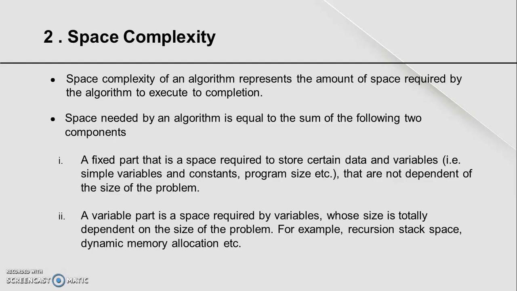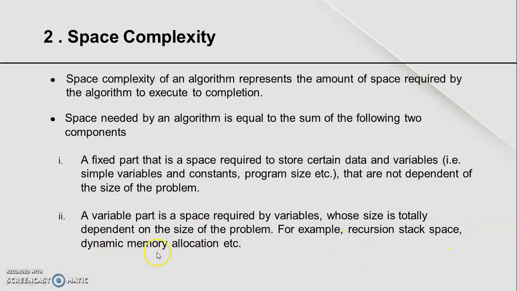The space needed by an algorithm is equal to the sum of the following two components. First is the fixed part, that is the space required to store certain data and variables, constants, etc. that are not dependent on the size of the problem. So these are the fixed memory requirements, for example, declaration of variables, constants, etc. Another requirement is the variable part, the size of which varies and depends on the size of the problem. For example, recursion, where we have repeated function calls.